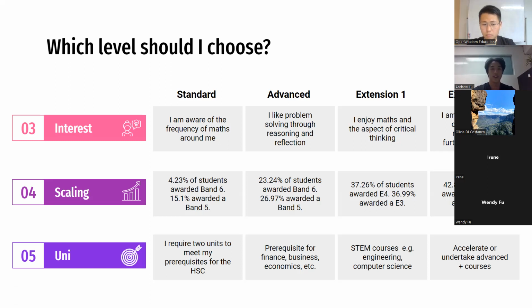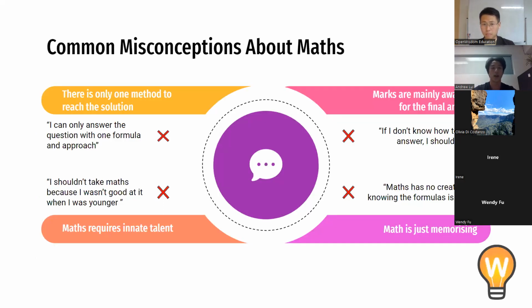And now finally, let's see how it's applicable to uni. So if you just want 2 units and to get maths over and done with, I would choose standard. If you're picking something like finance, business, or economics, it's good to have a nice background knowledge and understanding. I would pick advanced. Once you go into STEM courses, engineering, computer science, then I would go for 3 units of maths. And with 4 units of maths or extension 2, this isn't a current prerequisite for any university courses, but if you're looking to accelerate or you're taking advanced first year courses, I would go for that.